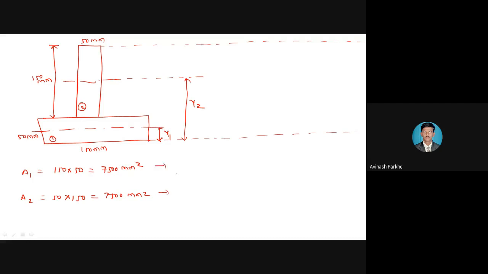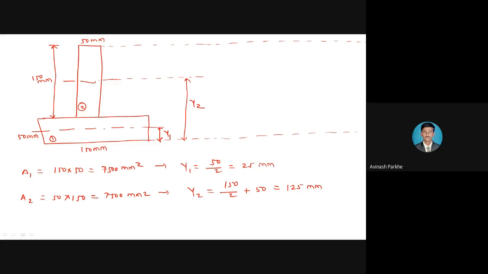So for section number 1, y1 is equal to 50 divided by 2, 25, and y2 is equal to the section 2 having total depth 150 divided by 2 plus remaining bottom side distance 50. So what is the y2 distance? 125 mm. Okay, now A1, A2 we are having, y1, y2 we have calculated.